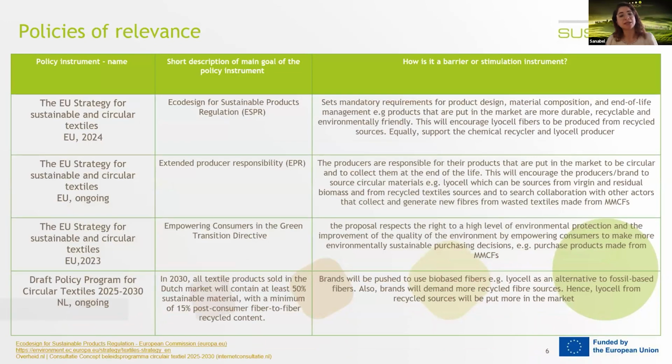Regarding the policy currently in the textile industry, we can see a lot of regulation is coming. On EU level, for example, the Ecodesign for Sustainable Products Regulation is stimulating the use of more bio-based and sustainable material. But also on national level, I'm taking the Netherlands as an example, a lot of push from the regulation will be to use more recycled material and more bio-based material, and that can help to put more man-made cellulosic fiber into the market.